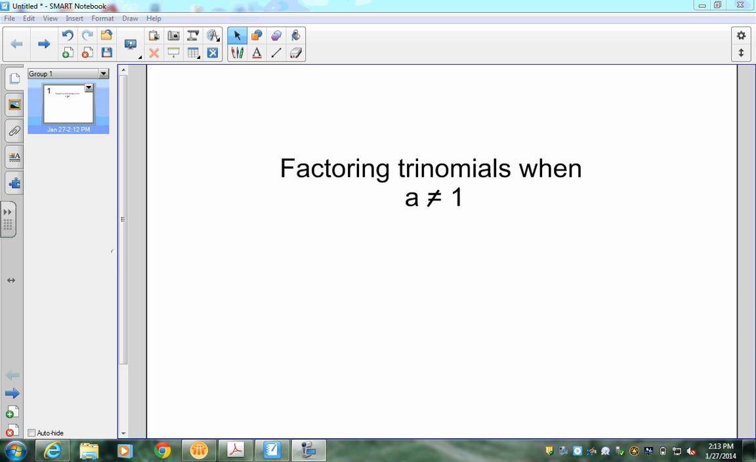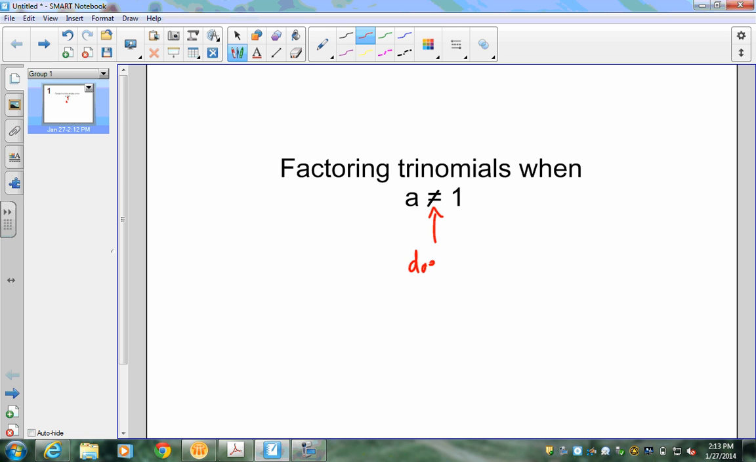Okay, in this video we're going to be talking about factoring trinomials when a does not equal 1. And just in case you don't know what that symbol means, it means does not equal. Okay, let's go and get started.